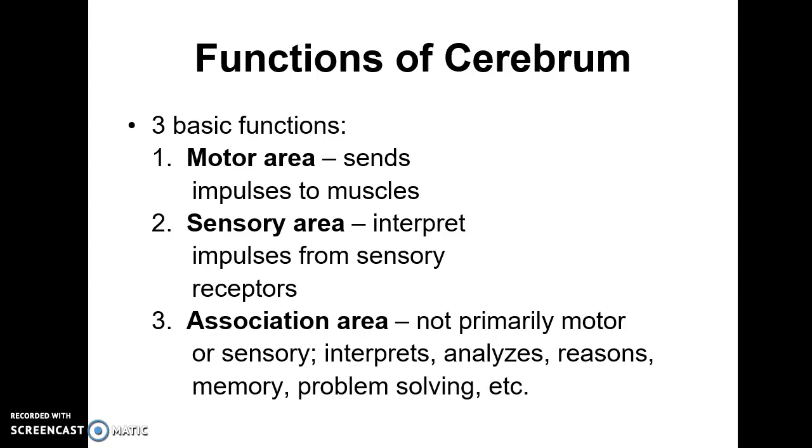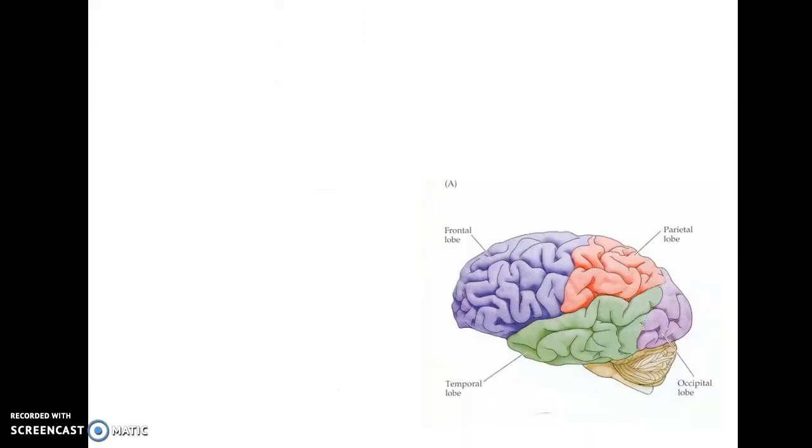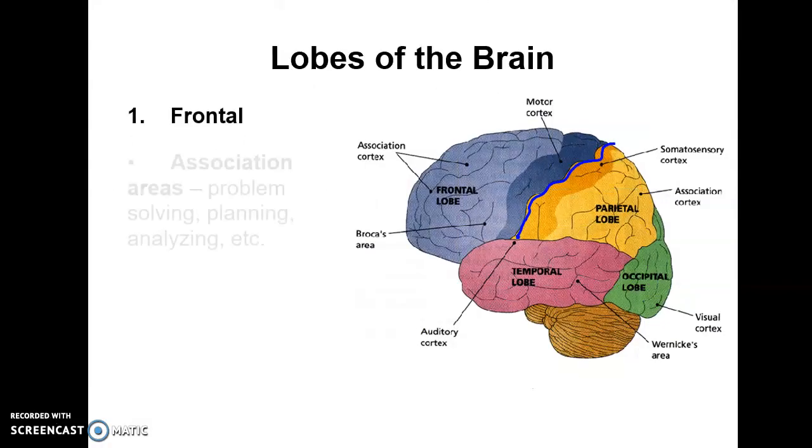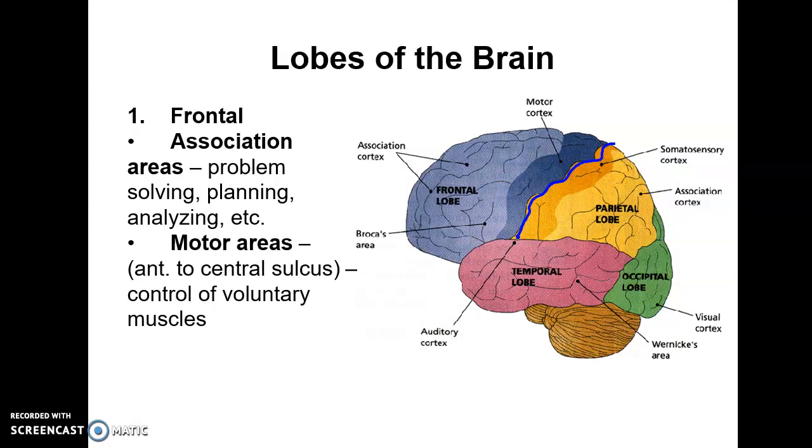It covers a lot of different jobs, and the association area here for the cerebrum, depending on the lobe, is going to have a different job. So let's go through the lobes. I'll talk more about the insula in a little bit. Okay, so the first lobe we're going to talk about is the frontal lobe.